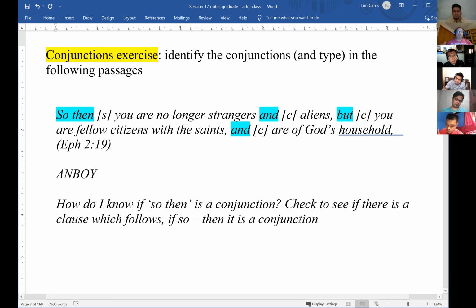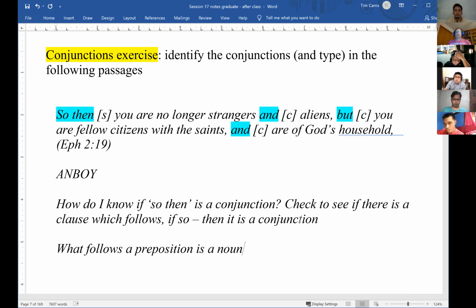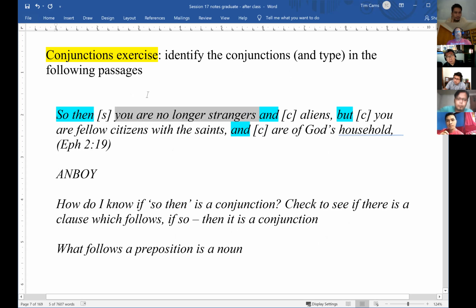Because we're going to talk about prepositions in a little bit. What follows a preposition is a noun. All right? So this is how you can tell. If there had been a noun here, like so then the men and aliens are fellow citizens or something like that, you would know it's a preposition. But because there's a clause, meaning there's a subject and a verb, and in this case an object, that tells me that it is a conjunction.